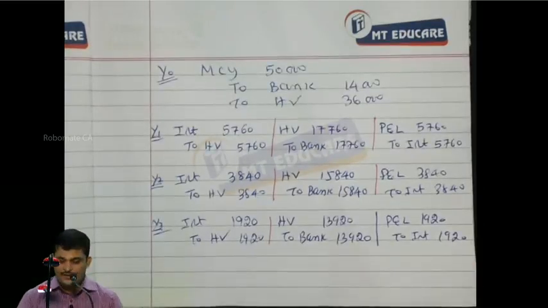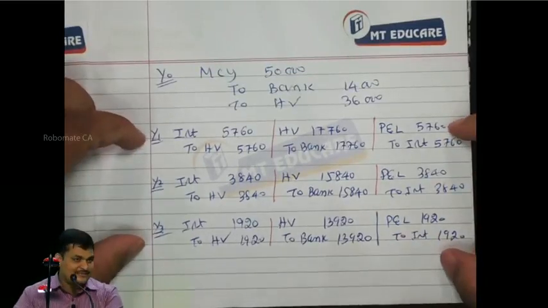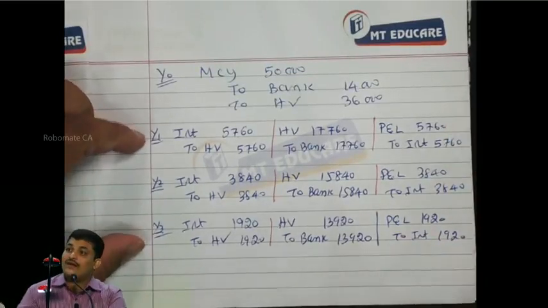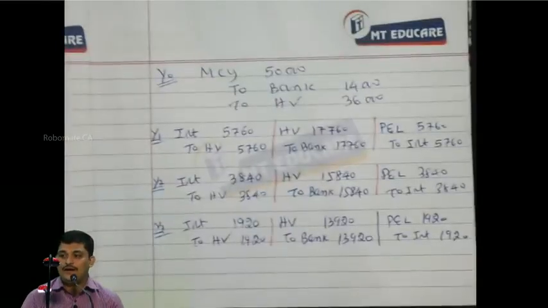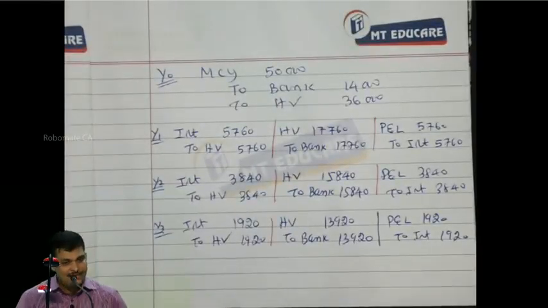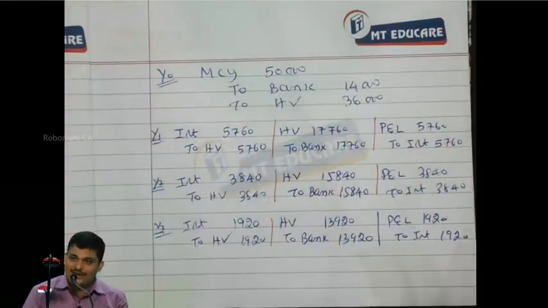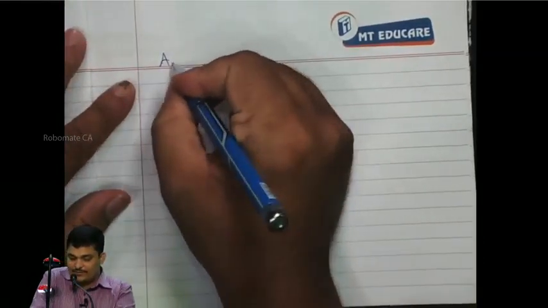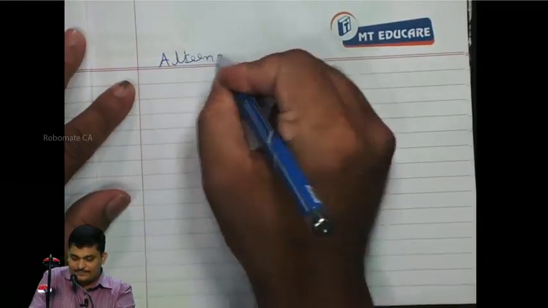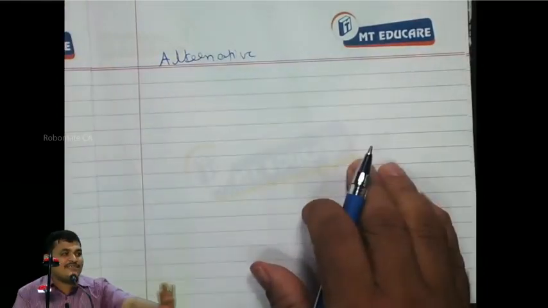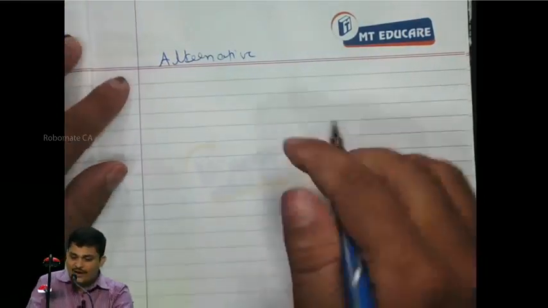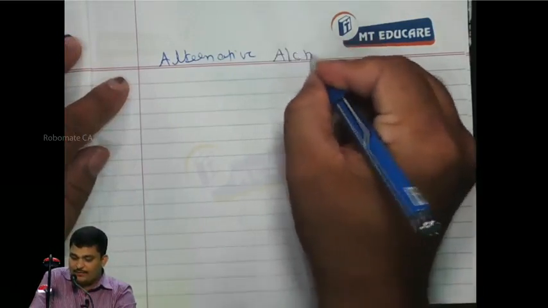But these accounting entries have an alternative way of accounting. These entries alone I will just rearrange. With that we are just putting an end. Understood? Now please listen. Alternative accounting approach. Computation remains the same, no change in computation. Alternative accounting approach.